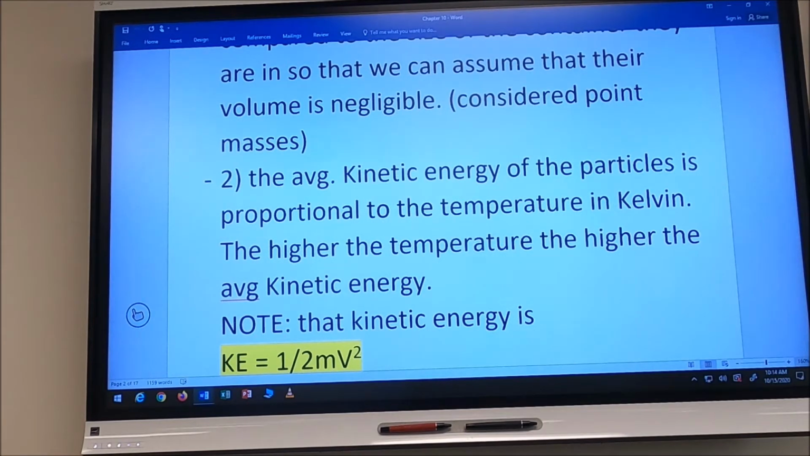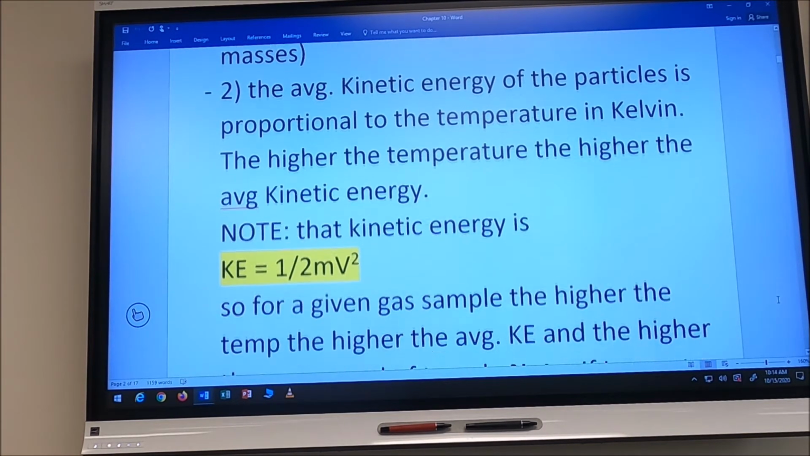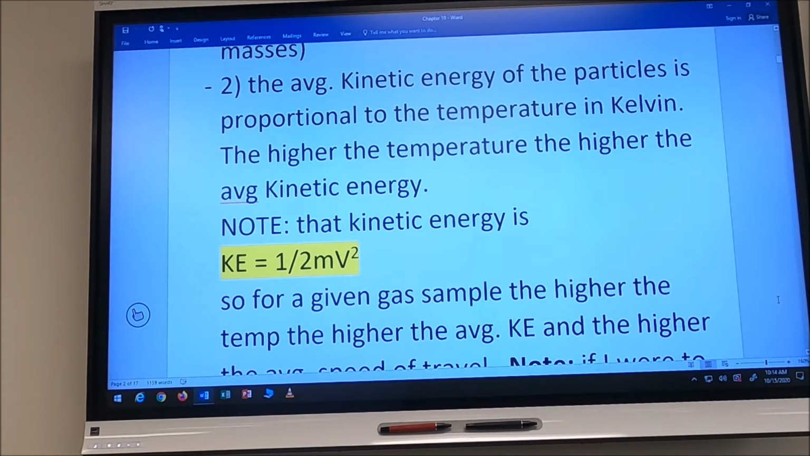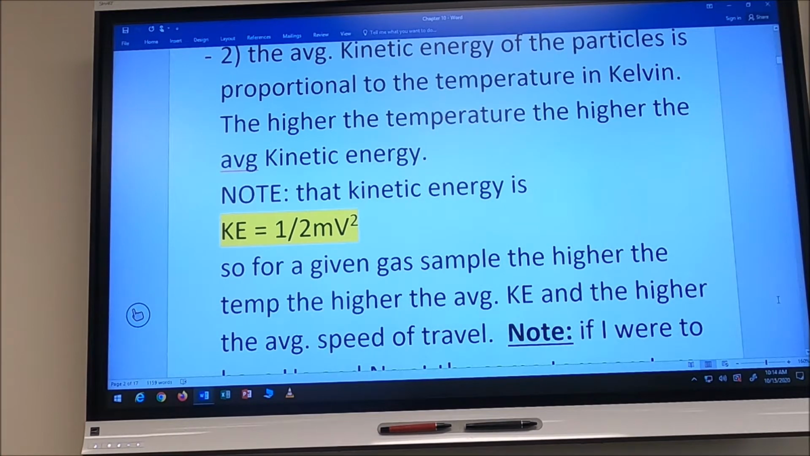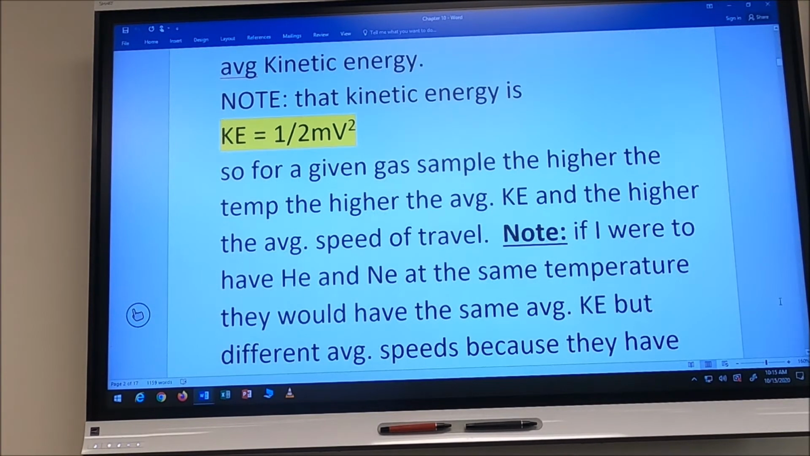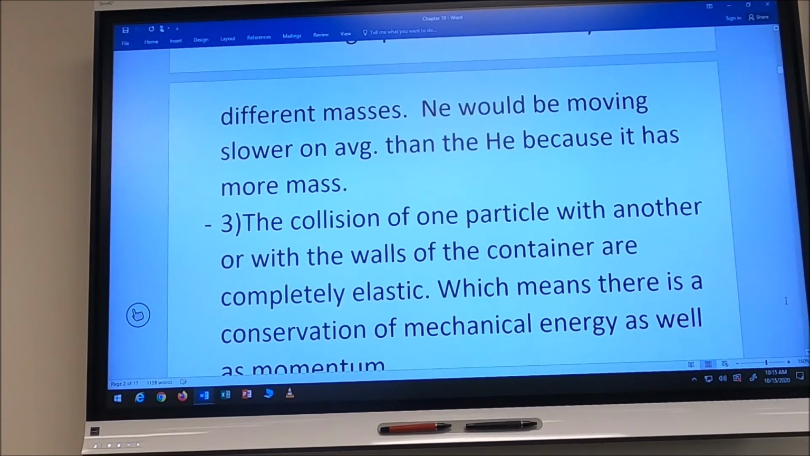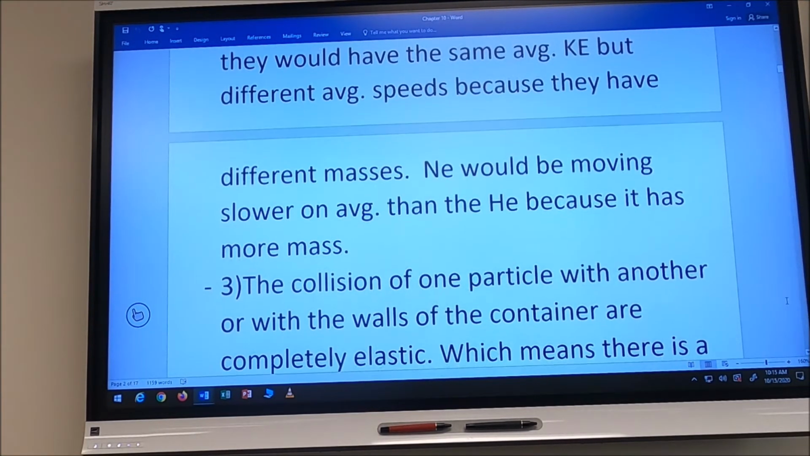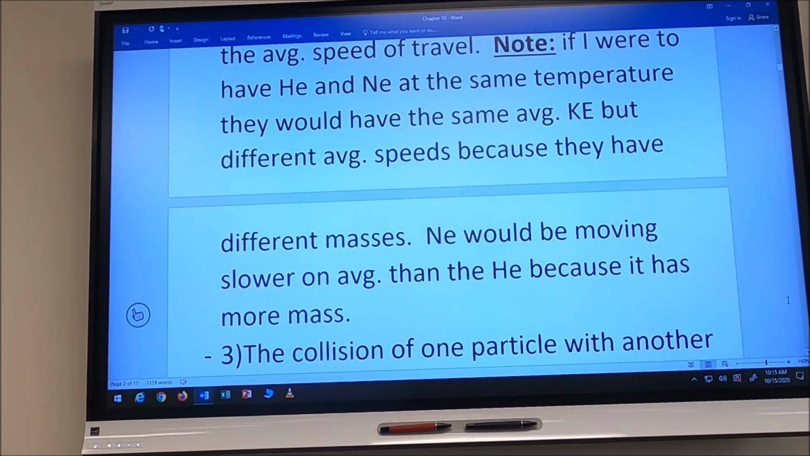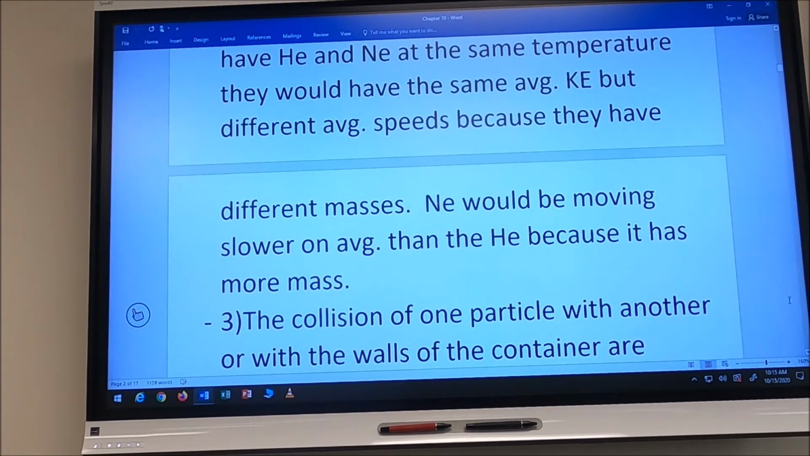Okay? Kinetic energy can be calculated as 1/2 the mass times the velocity squared. So kinetic energy, KE, is equal to 1/2 mv squared, where v is velocity. So the faster the particles are moving, the higher the kinetic energy, the higher the temperature. So on average, when you increase the temperature, you increase the speed at which the particles are moving. Now, notice it talks about average kinetic energy, average temperature, average speed.